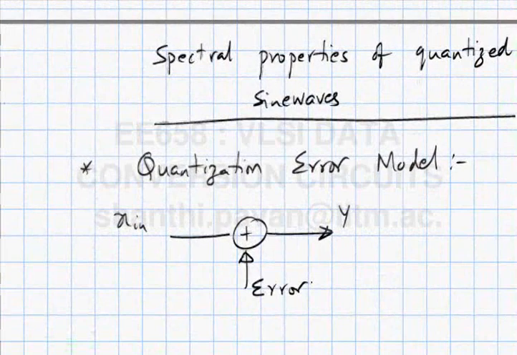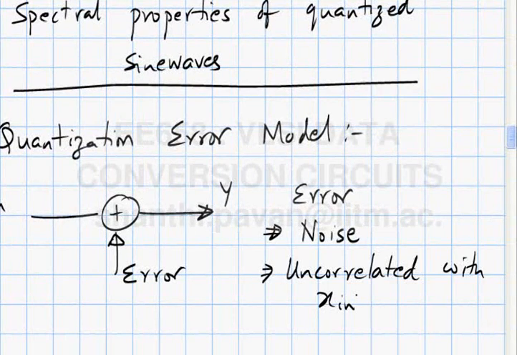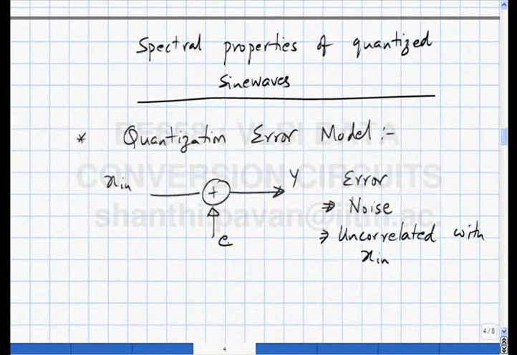Now, the crucial point, the biggest assumption that people make and often get away with in practice, is that they assume that the error is noise. It is uncorrelated with Xin. So does anybody have comments on this quantization error being uncorrelated with Xin? Clearly, given the characteristic of the quantizer and the input, I'll be able to figure out what the error is. So it's not noise, first of all, and definitely it depends on the input. So it being uncorrelated with the input is again an incorrect assumption.